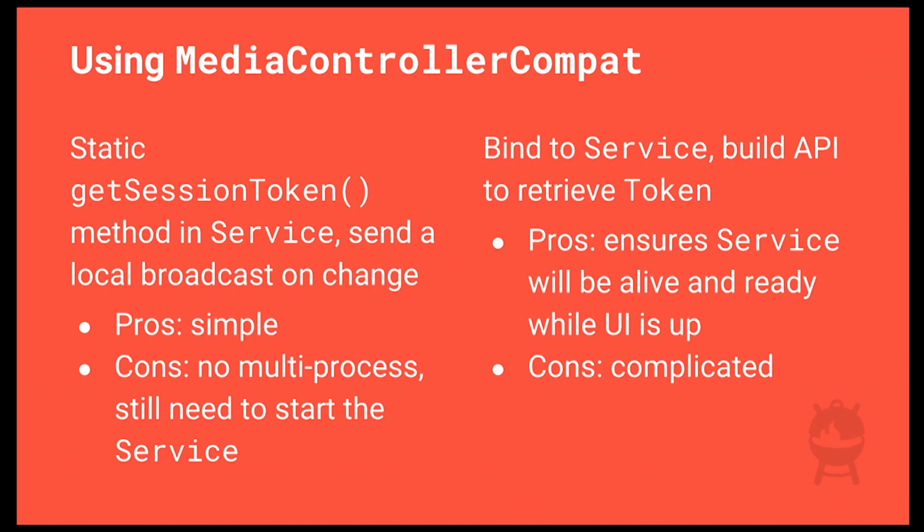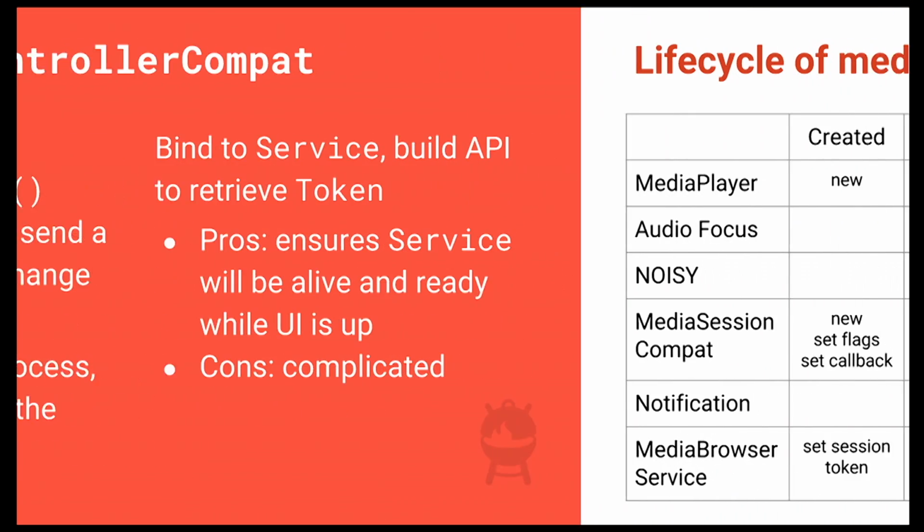Another option is to kind of fake what Media Browser Service is actually doing under the covers and bind to your service, and build an API that just returns a token for you. No one really wants to build this, but we actually have really good training on bound services on developer.android.com if you're interested in learning some of those approaches. The simple matter is it doesn't matter how you get a token to your UI. It just matters that it gets there. So whatever approach you want to use now, and then if you want to use Media Browser Service later, it's totally possible and it works great.